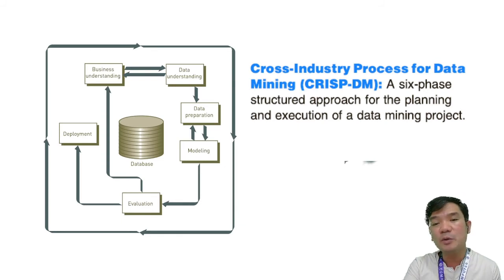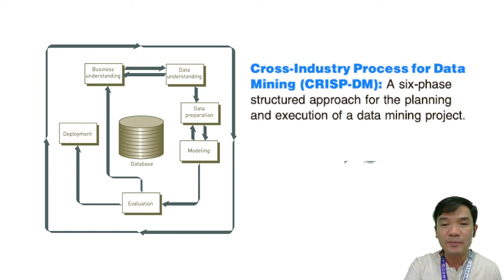Then we have the term called cross-industry process for data mining. This is a guide for us also, although this is not necessarily BI or strictly related to BI, but it is very helpful in understanding the process of BI on conversion from data to information. This is a six-phase structured approach for the planning and execution of a data mining project. So let me illustrate. On the process side, we can see in the diagram that we start with business understanding, and move on to data understanding.